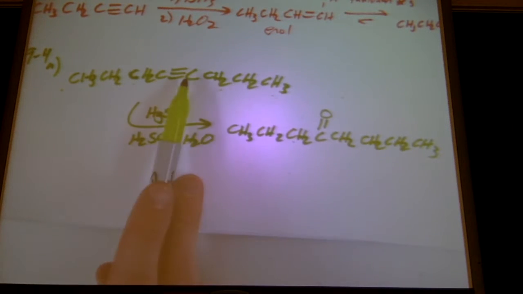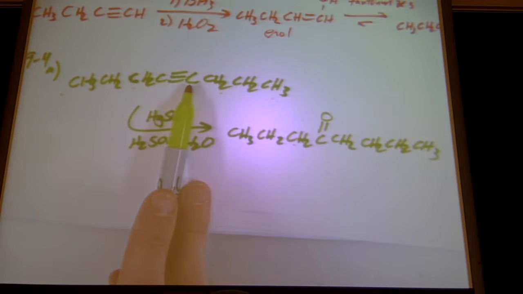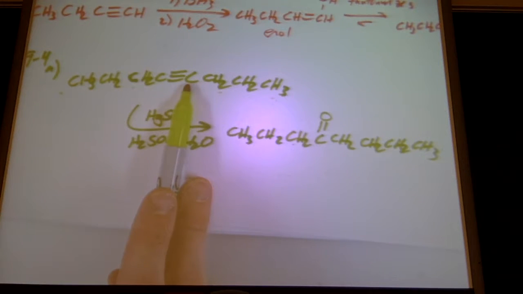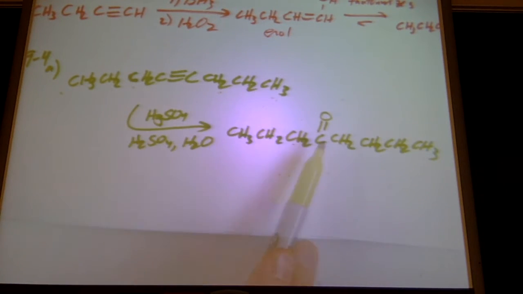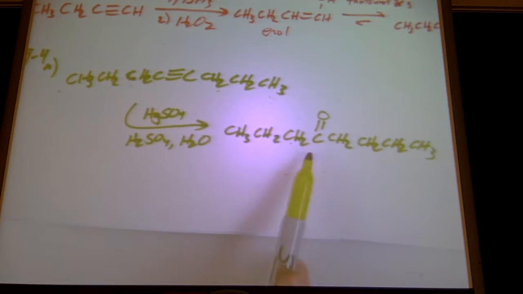So why is that? Why doesn't it add to this one? I drew adding here. Why not here? It does add to that one as well, but it's the exact same thing as this one. If I add that one, 1, 2, 3, 4, it is still 4-octanone. So it adds to both of them. I just see that one product because it's symmetric.